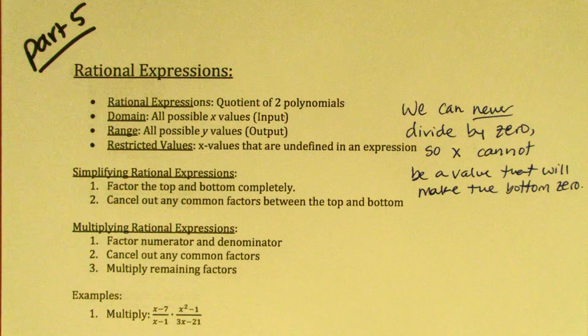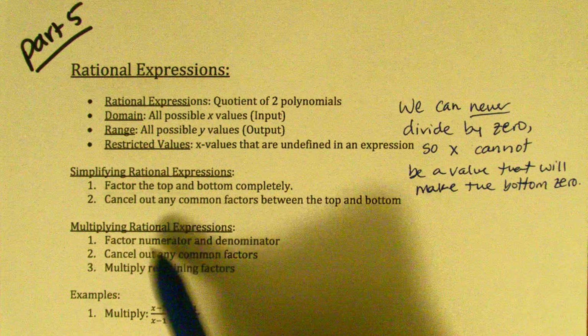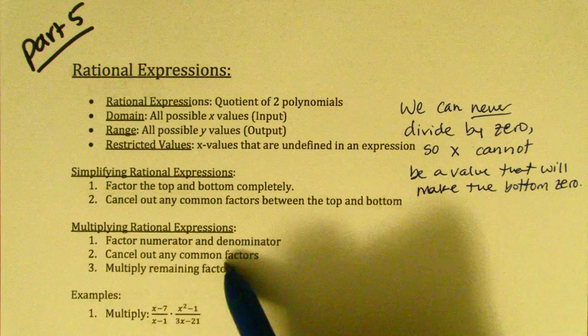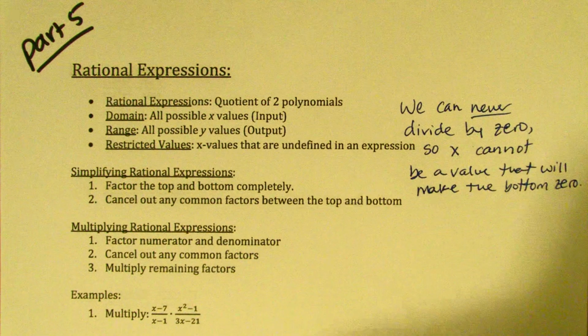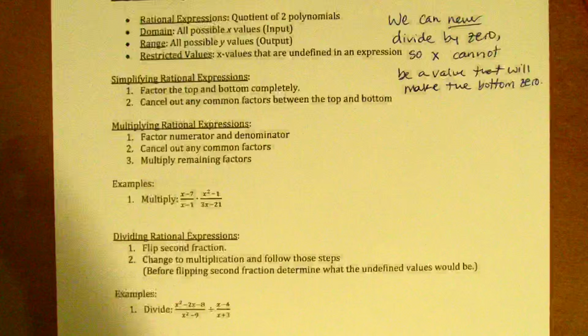When we're multiplying rational expressions, it's the same thing. Factor the top and bottom, cancel out any common factors, and multiply what's remaining. So we are going to do an example of that. And I'll go ahead and zoom in since it's pretty small here.